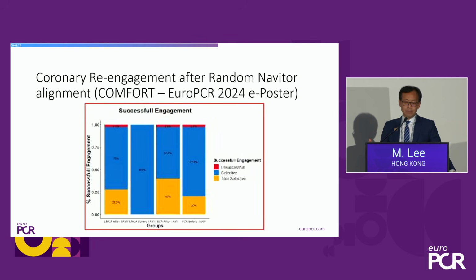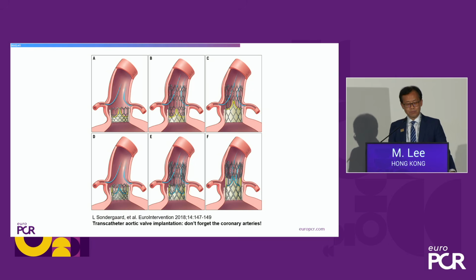There is also evidence, presented in this e-poster last year at EuroPCR, that even if we don't do commissure alignment, with random Navitor alignment, we still can access the left and the right coronary artery selectively in more than half, or 70%, of these patients. And the other possibility would be the non-selective means to access this coronary artery. So even if we don't do commissure alignment, Navitor probably would be the easiest to engage the coronary artery.